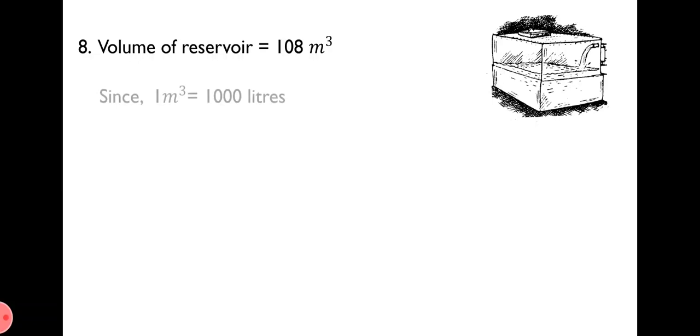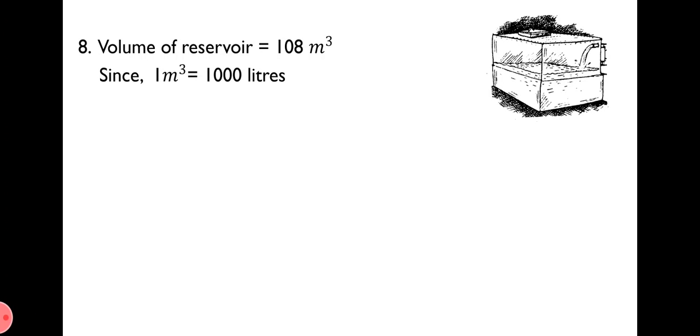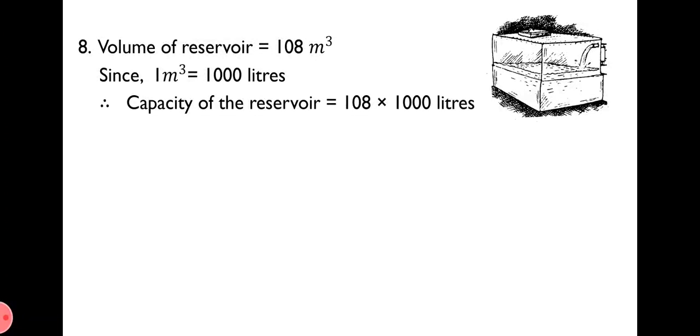So here you can see a cuboidal shaped reservoir is given, that is a water tank in the shape of a cuboid, nothing else. A reservoir is nothing but a very big tank. So the volume of the reservoir is given as 108 meter cube. As it is given in meter cube, we will convert it into liters. That is, 1 meter cube equals 1000 liters. Therefore, the capacity of the reservoir equals 108 multiplied by 1000 liters, which equals 1,08,000 liters. This much water can be filled in the given reservoir.